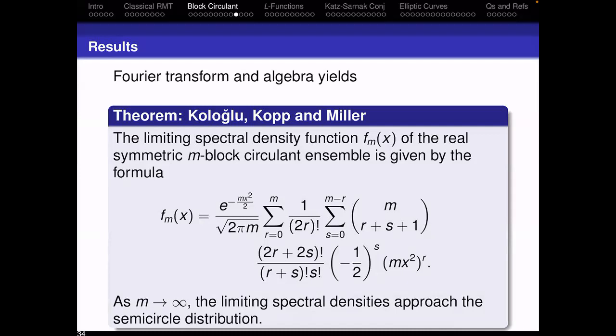Yes? Sure, as m grows, this density is going to look more and more like a semicircle. So when m equals 1, we'll see it in a moment, it's going to look like a Gaussian. And as m gets larger and larger, it's going to look more and more like a semicircle. But for any finite m, it is going to have infinite support. So it is going to be interesting.